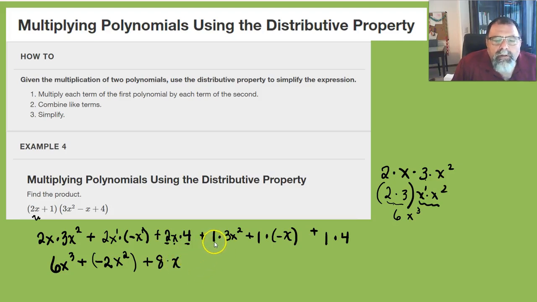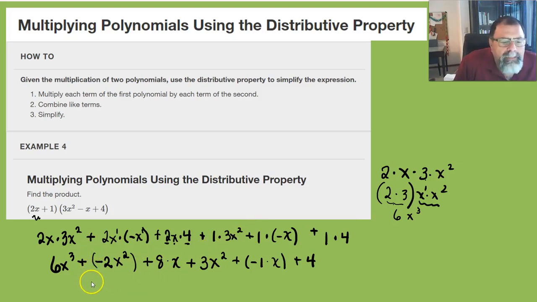And then the next term, 1 times 3 is 3, and then the x squared. 1 times negative 1 is negative 1 times the x. And then 1 times 4 is just 4. And then we're going to combine like terms. So do descending order. The highest degree is 3. 6x cubed. Plus, now we do x squared.